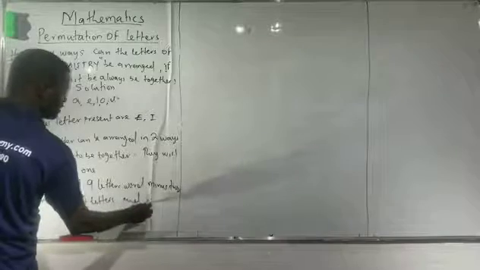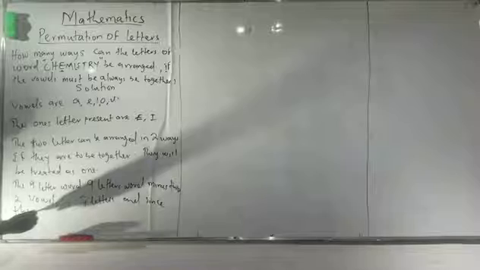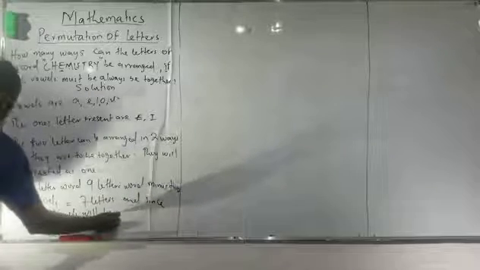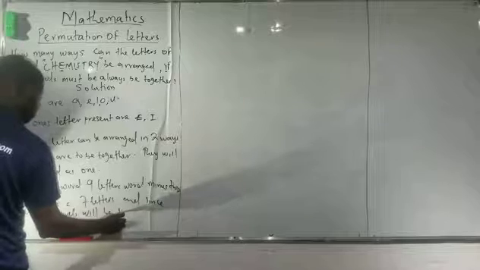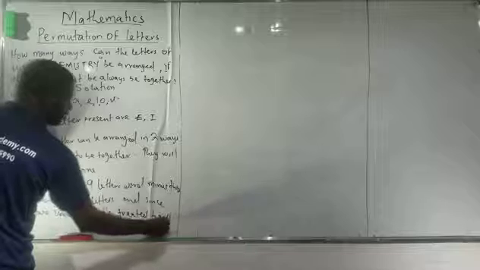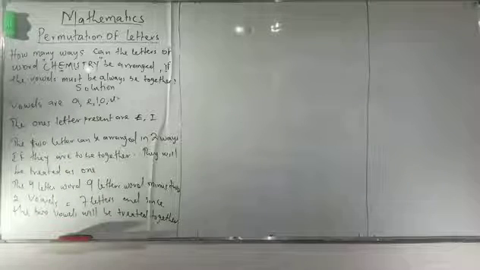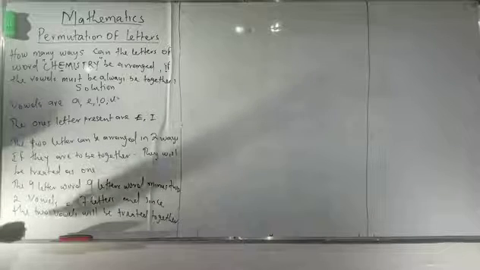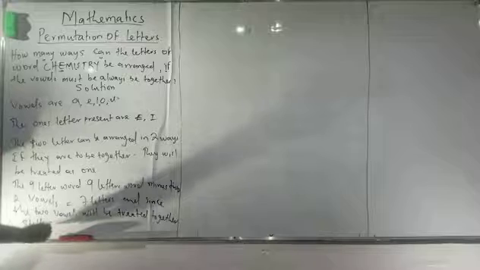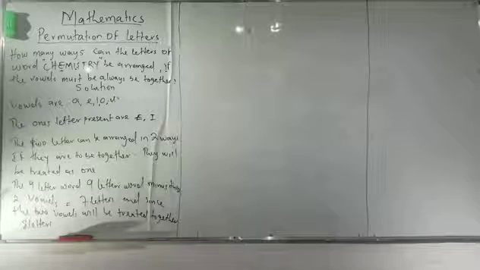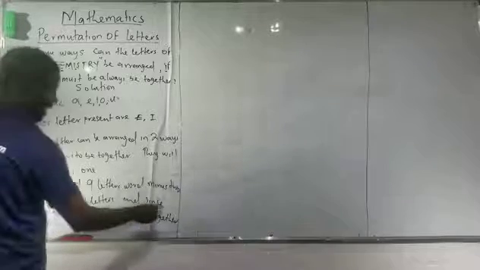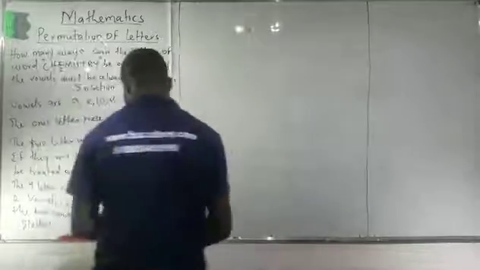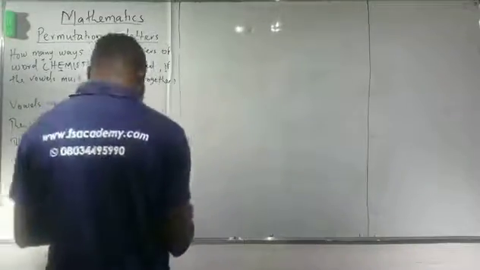And since the 2 letters, 2 vowels will be treated together, therefore its letters, because it means this particular I and E will be 1, and it means they will form 1, and which is going to be what? 8 letters.